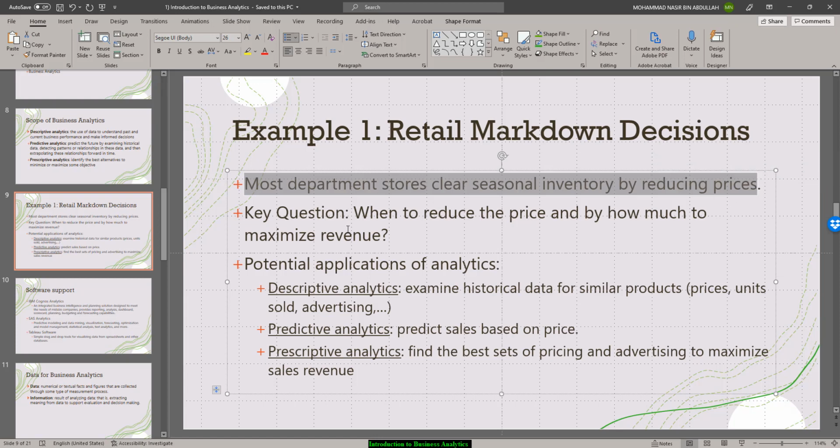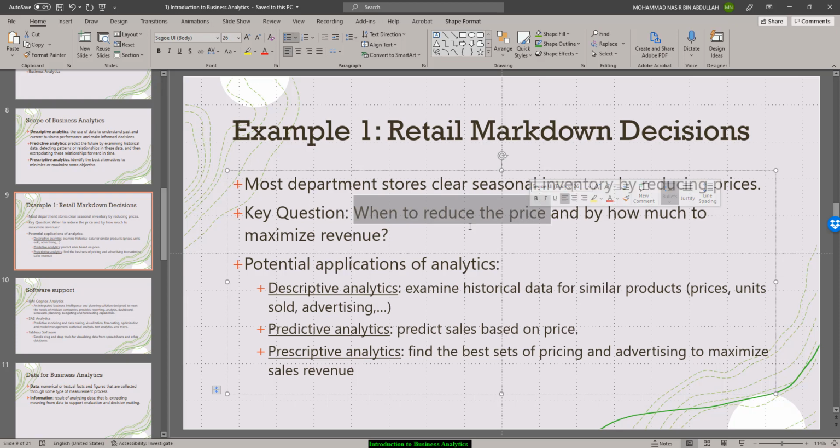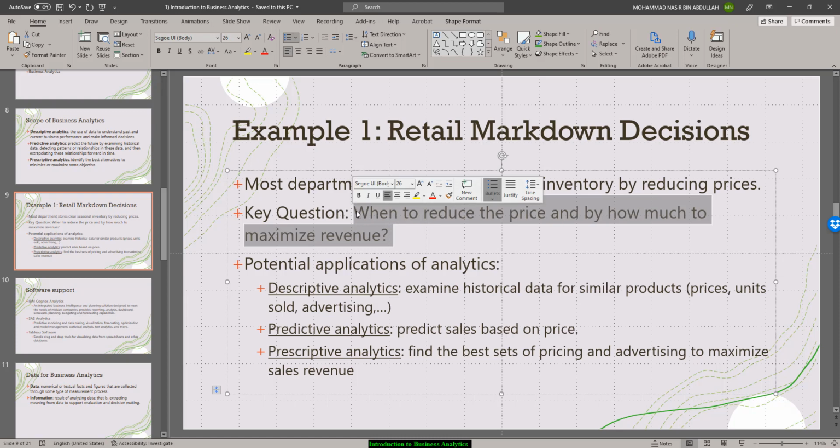So the question is when to reduce the price and how much to maximize the revenue, right? So kita tak boleh simply reduce the price suka hati. So kita nak tahu berapa banyak yang kita boleh reduce the price so people will buy the goods and we still maximize our revenue or profit. So potential application of analytics is descriptive analysis, predictive analysis and prescriptive analysis. This is all process dalam business analytics will involve in this decision lah.